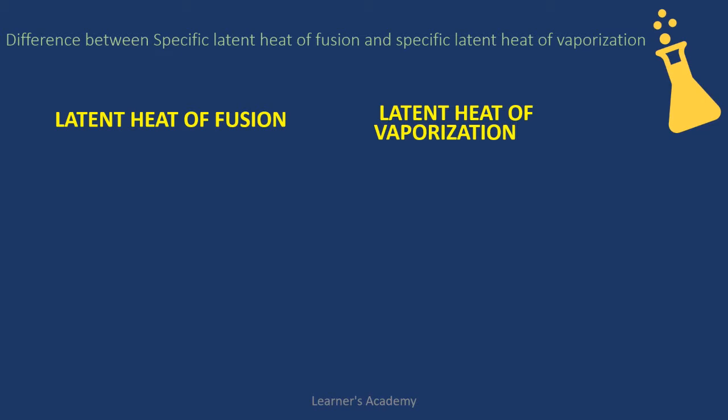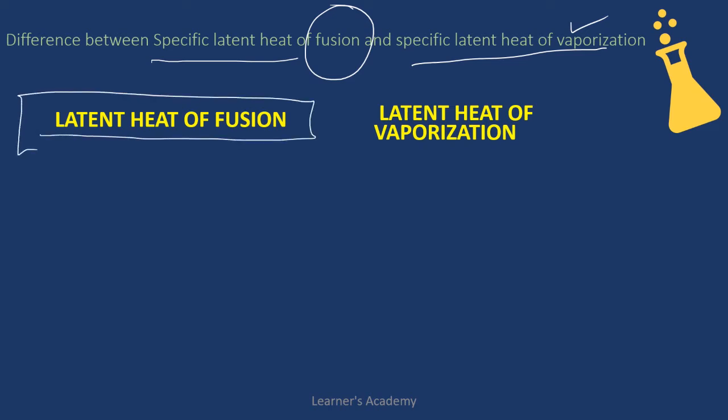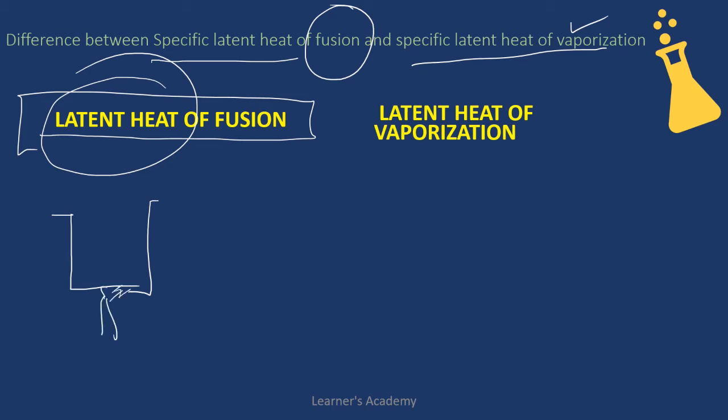All right. Now we have the second differentiation, that is between the specific latent heat of fusion and specific latent heat of vaporization. Now before I take up this topic, I want to tell you in detail what is latent heat. What does it mean? What is the meaning of latent heat? For example, when a solid is heated, its temperature will increase. When you heat some solid substance, the temperature of that substance increases, right?